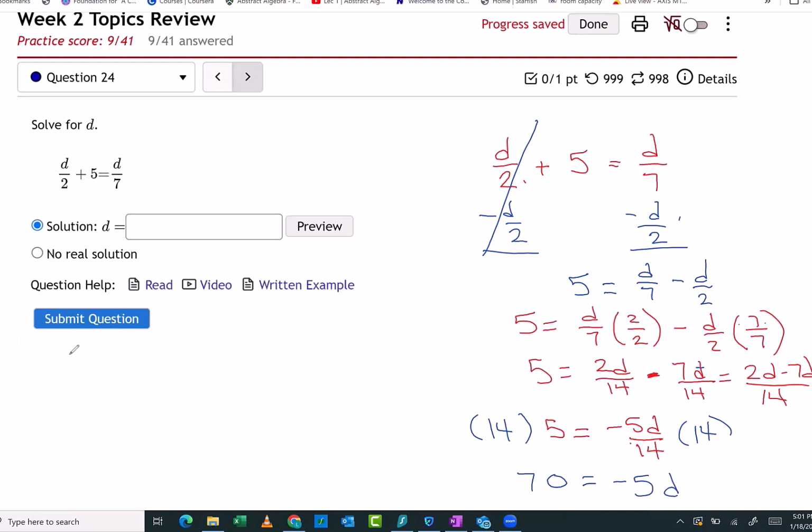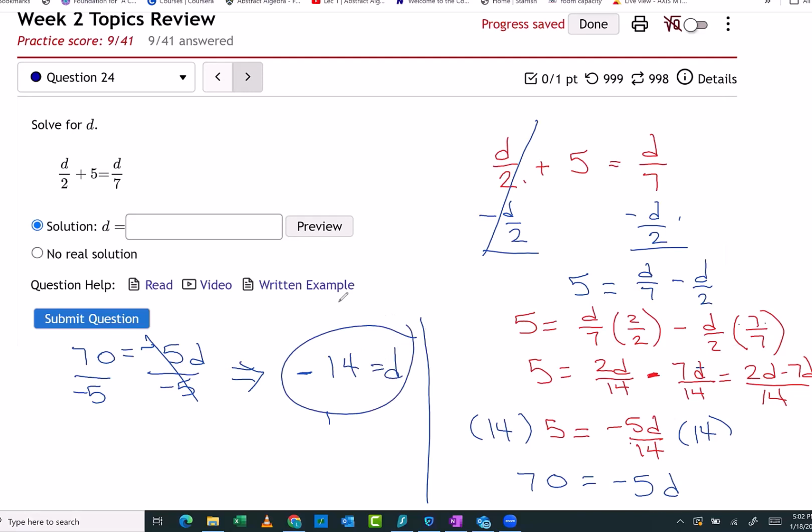I have 70 equals minus 5d. And I don't like that negative 5 in front of the d, which means I need to divide both sides by -5. These cancel, and I get positive divided by a negative, negative. 70 divided by 5, that's 14. So D equals -14.